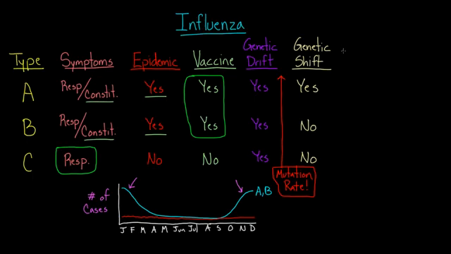And next to genetic shift, let me write pandemic, because this is what we always worry about, right? We don't want an influenza virus to just rip through a population and cause massive numbers of deaths and hospitalizations. And again, that is a concern with type A. We've seen it many times in the past 100 years or so with type A, and that's not a concern with type B or C. And it's related, of course, directly to genetic shift, right?